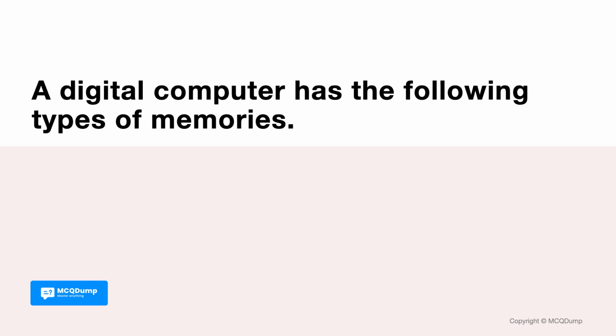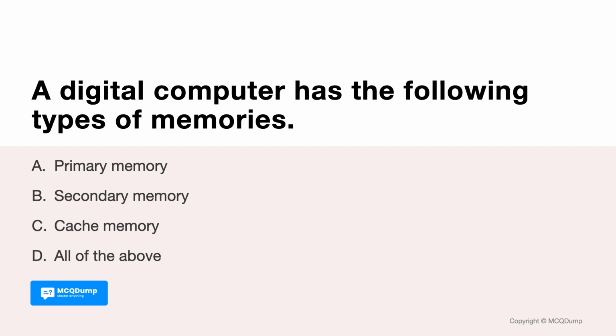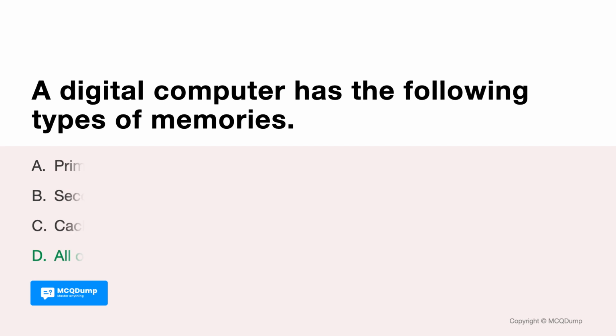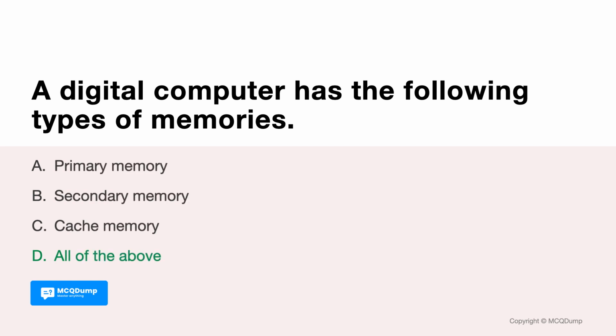A digital computer has the following types of memories. Options are A. Primary memory, B. Secondary memory, C. Cache memory, and D. All of the above. And the answer is D. All of the above. A digital computer has primary, cache, and secondary memory.